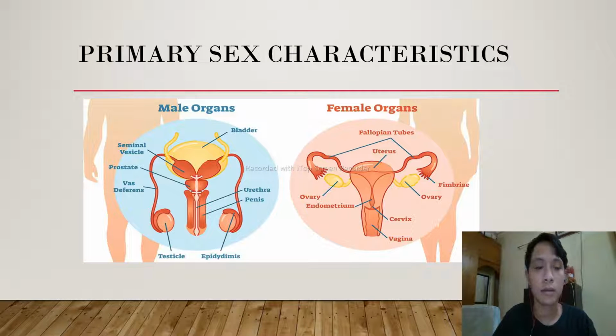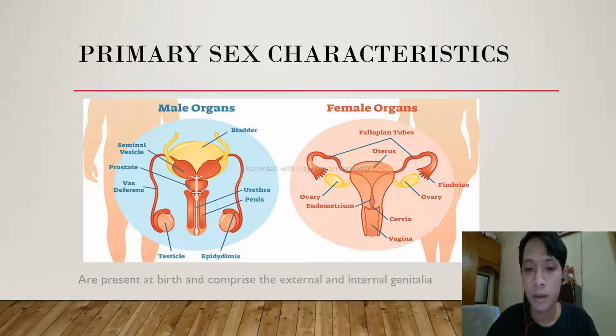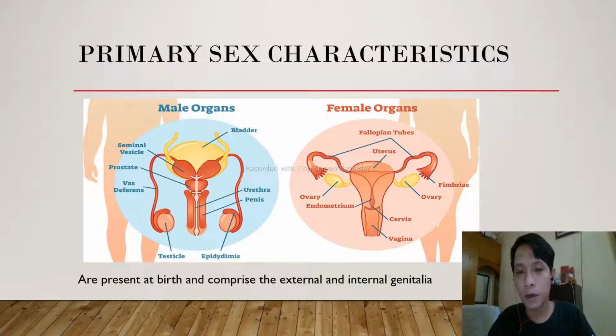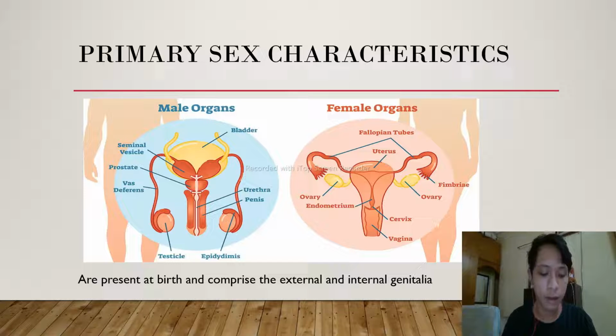Next, these two reproductive organs are called primary sex characteristics. It is called primary sex characteristic because it is present at birth and comprises the external and the internal genitalia.